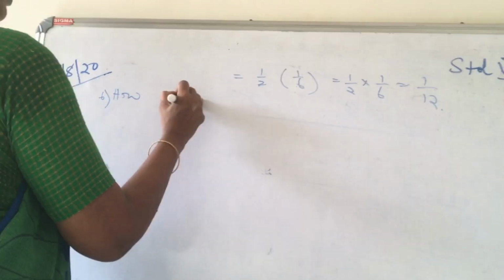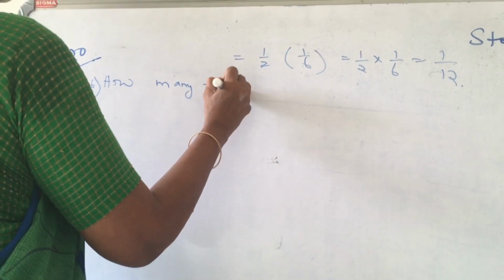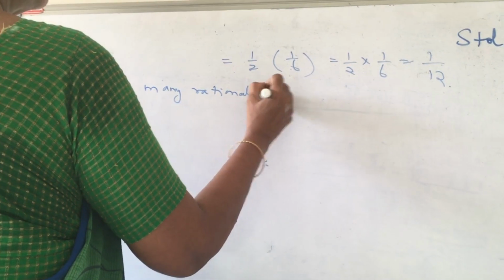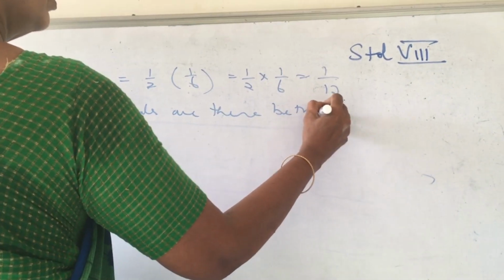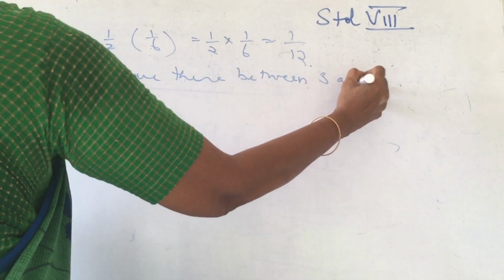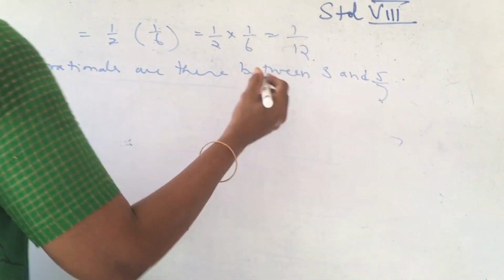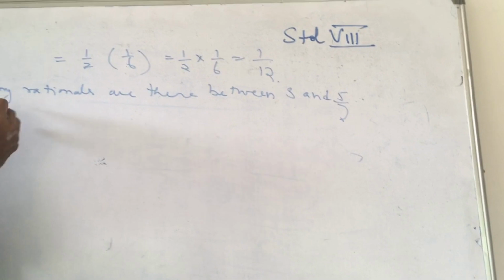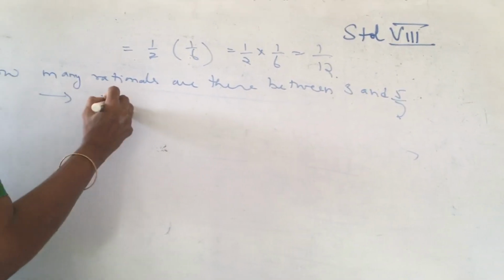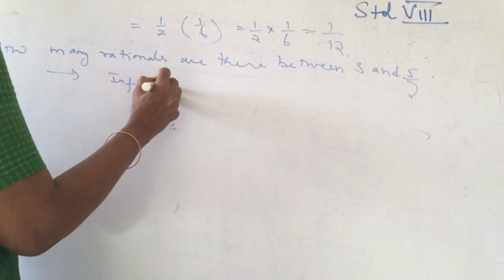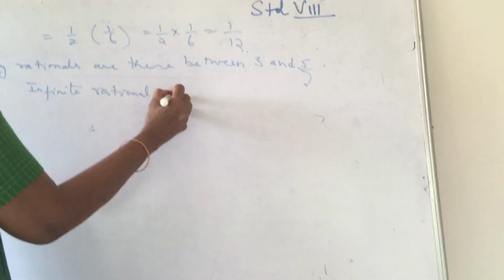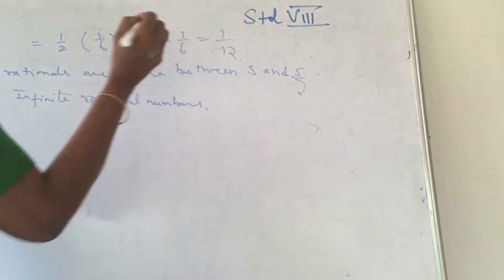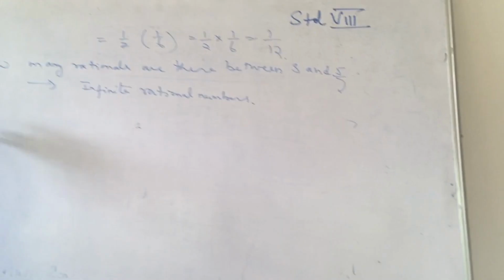How many rationals are there between 3 and 5 by 7? 3 and 5 by 7 are two rational numbers. Your answer is what, children? Infinite rational numbers. Between two numbers, how many can you insert, children? Infinite rational numbers.